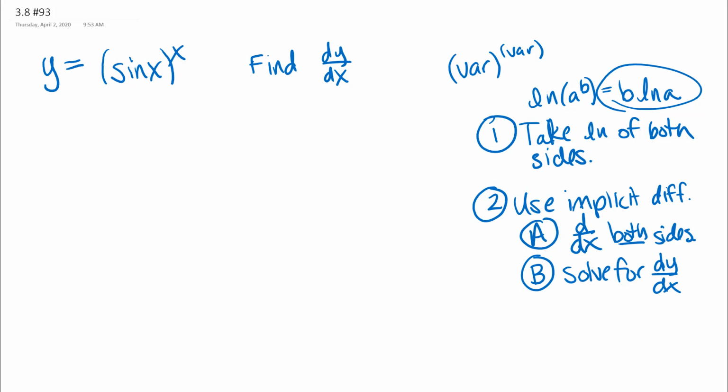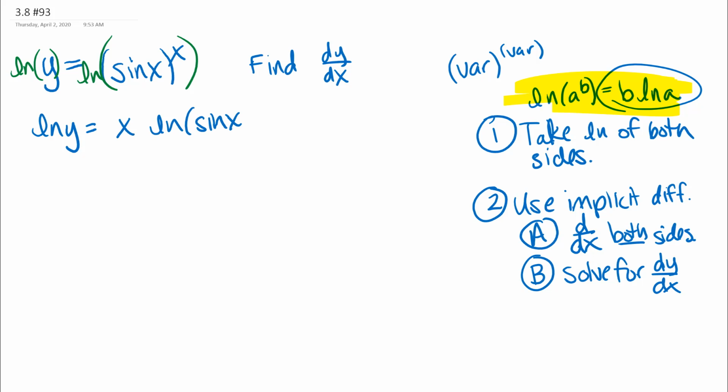So I start by taking the logarithm of both sides of the equation. I have ln of y on the left side, and on the right side ln of all that stuff there. Then I use the property of logarithms on the right side. So I have ln y equals, using the property that ln of a to the b is b times ln a, x times ln of sine of x. And so now I no longer have a variable to a variable power, and I can differentiate both sides with respect to x.